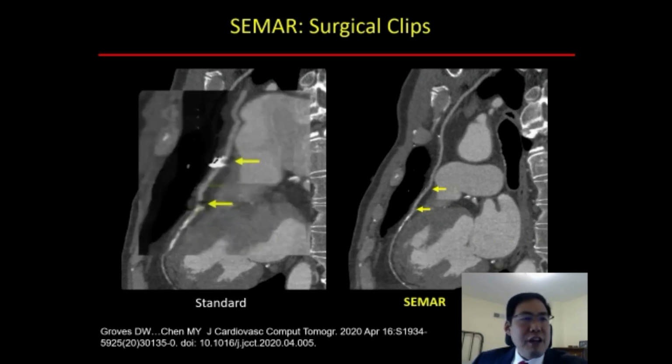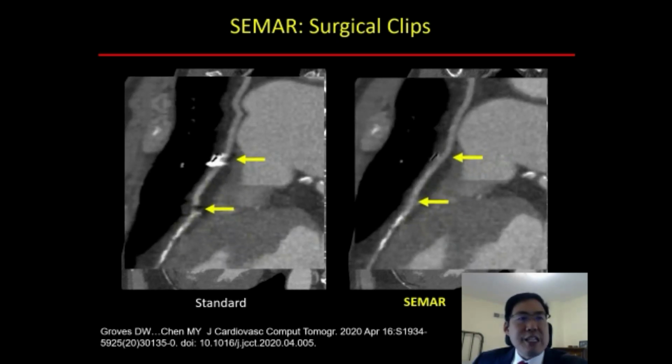And let me just blow this up to make it easier for you to see. So on the left is standard image reconstruction, and on the right is where we use the metal artifact reduction technology.